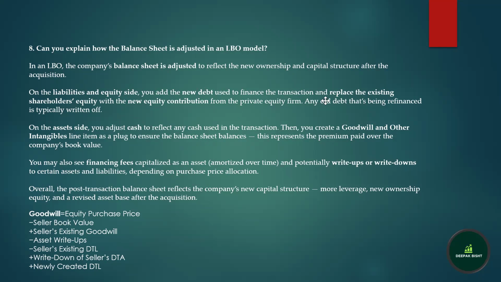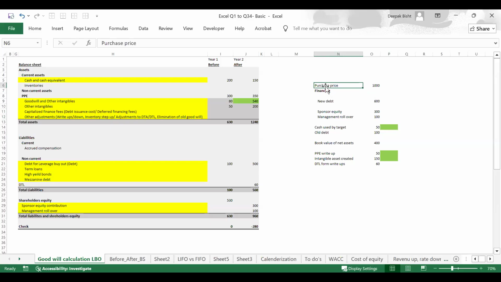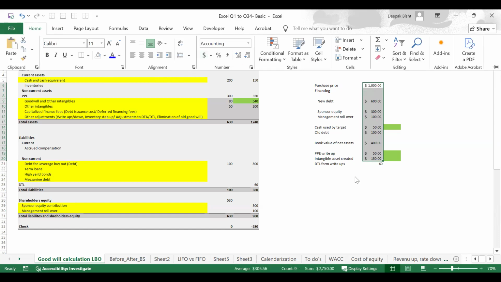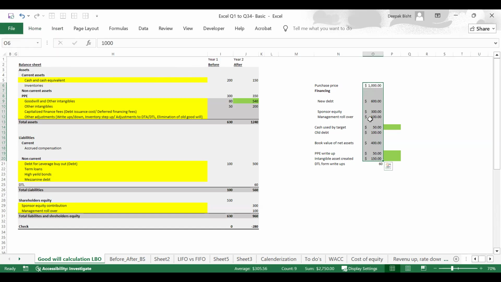This is a hypothetical example. I am assuming that we have purchased a company for $1,000. These are all dollar amounts. That portion was $600, and the sponsor's equity and the management rollover to support the leveraged buyout was $400. These terms we will discuss in detail later on.